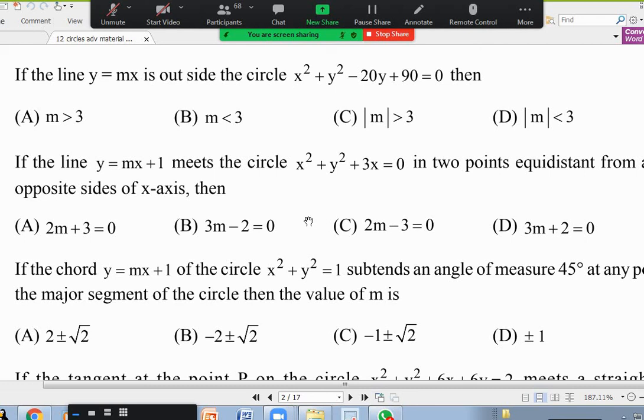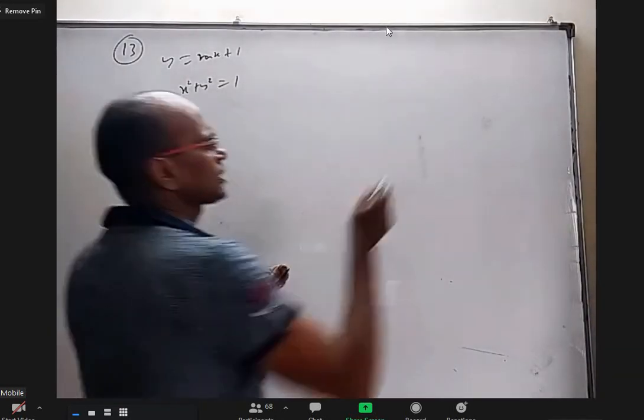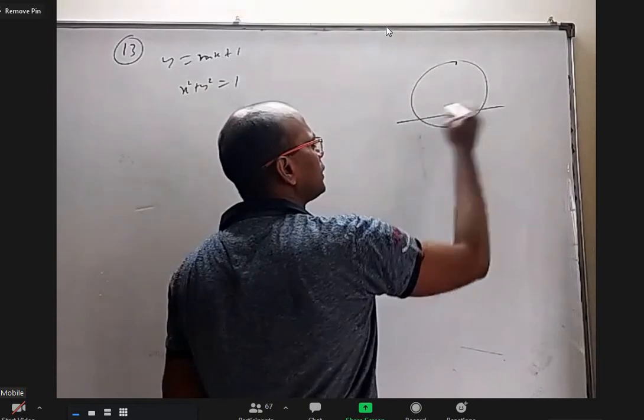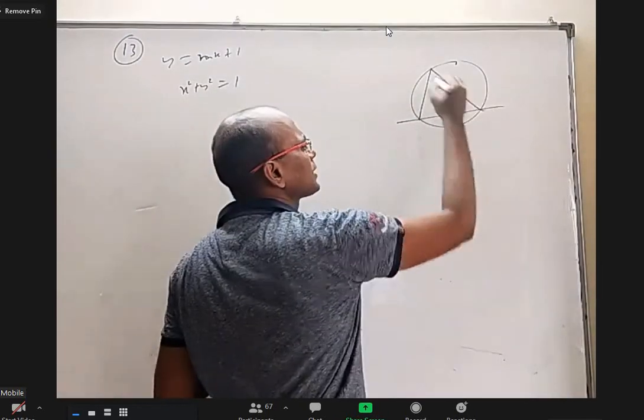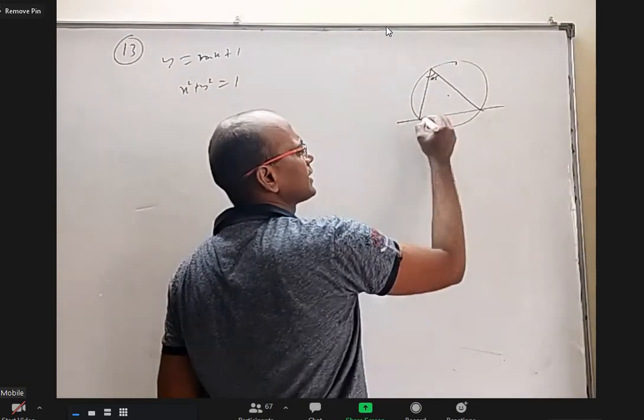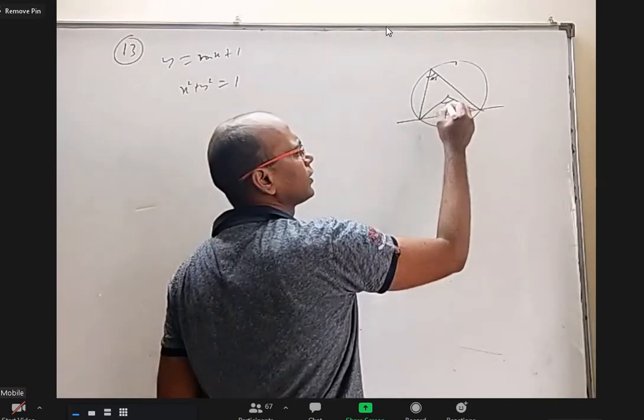Okay, 13, there is a chord, it should subtend 45 degrees at any point on the major segment. Means at the center it should subtend 90 degrees. So we have a circle and there's a chord. At any point on the major segment, if it's subtending 45, at the center it subtends double of that, it will be 90 degrees.